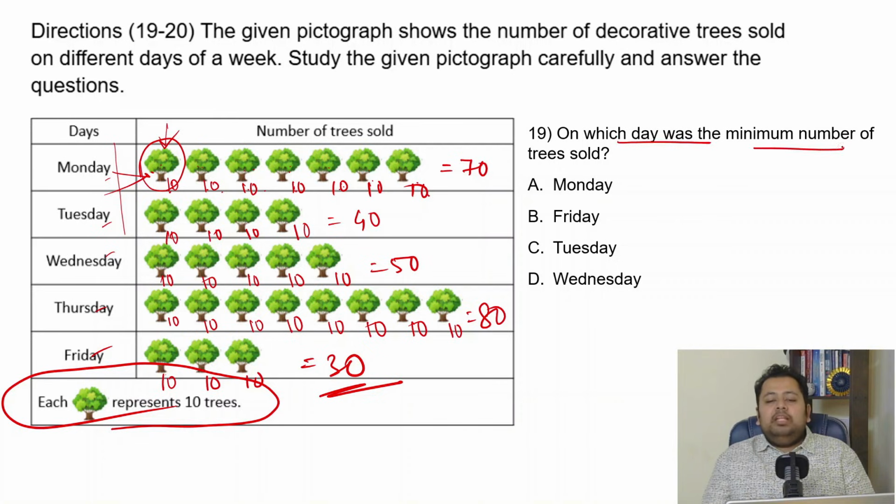On which day was the minimum number of trees sold? What is minimum? Minimum means lowest, right? And on which day was it sold? So out of 70, 40, 50, 80, 30, which is lowest? 30 is lowest, right? So if 30 is lowest, on which day was the minimum number of trees sold? It was Friday. Option number B is your correct answer. Hope you got this one correct. If you did, give yourself a star.